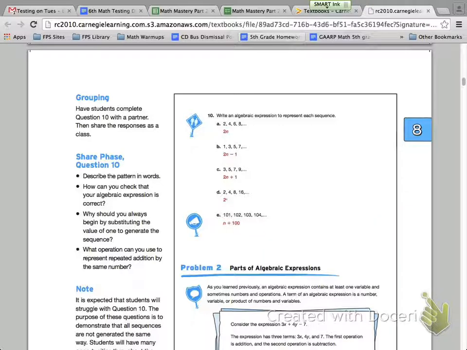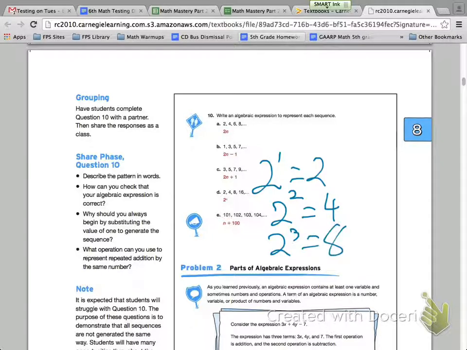Now the next one, letter D, probably challenged you a little bit to see how things were increasing. Okay, but if you look carefully, these are our powers of 2. So 2 to the first power equals 2. 2 to the second power equals 4. 2 to the third power equals 8. And 2 to the fourth power equals 16.